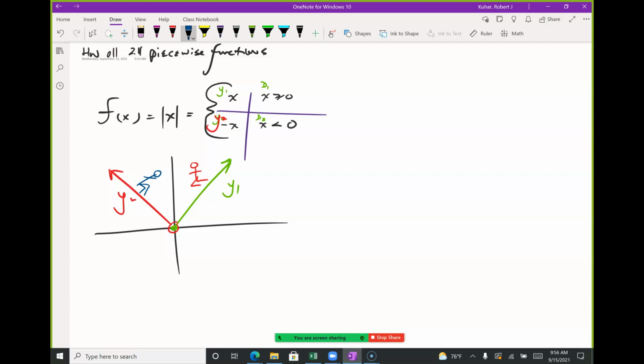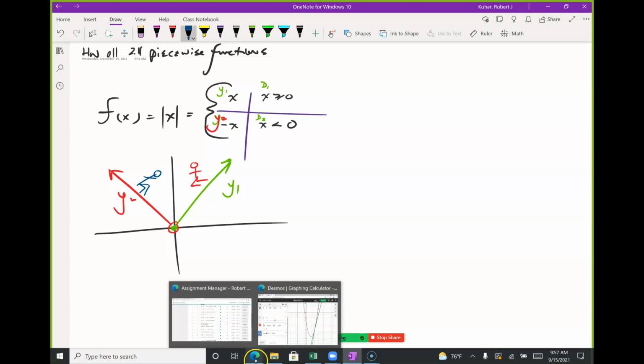Given a graph, find the piecewise function, and so on. All those different types of ideas, but every piece along the way is very simple. I will show you how to graph a piecewise function on Desmos, and then you'll do a quick Google search: how do you graph a piecewise on a TI-83 or 84? You should make sure you do that on your calculator as well.